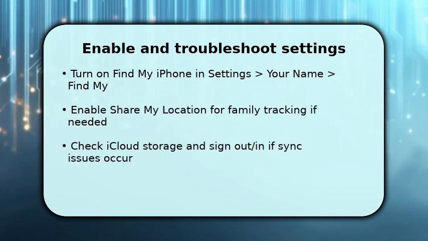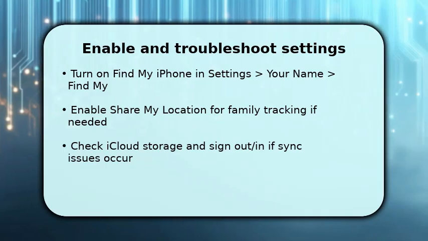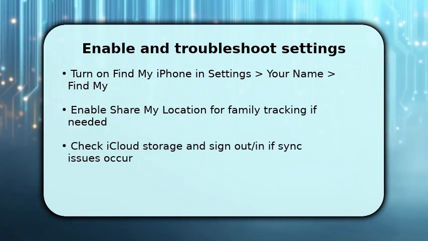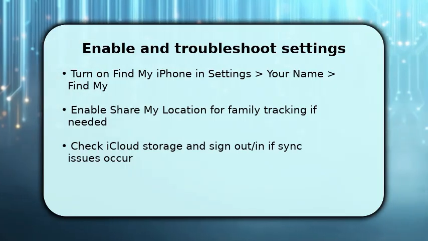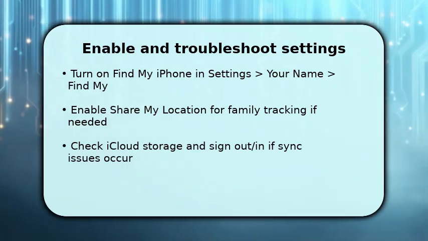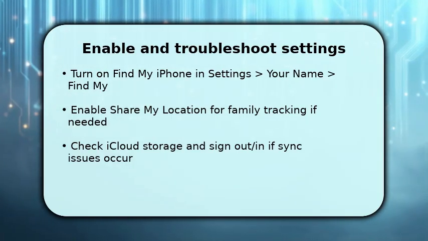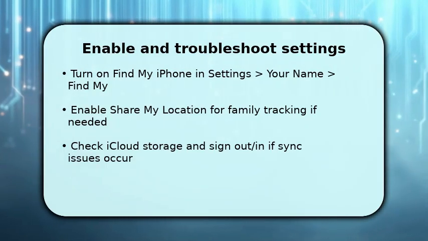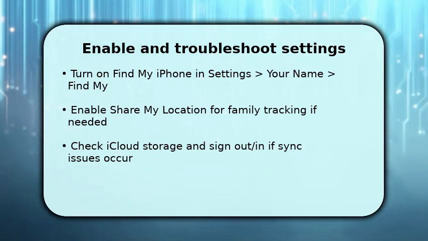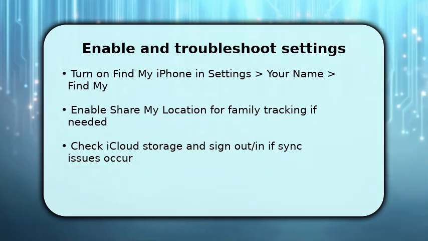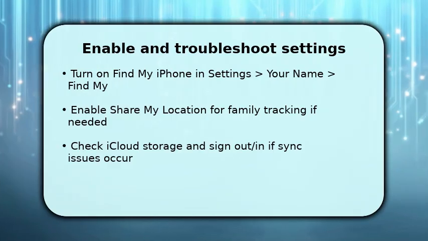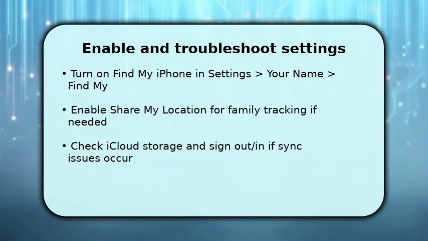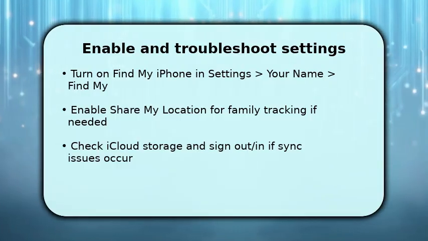Now open Settings, tap your name, then Find My, and toggle on Find My iPhone and Send Last Location so the device reports before power loss. If Family Sharing is used, enable Share My Location. This lets others see the device. When locations don't appear, check iCloud storage and sync. Sign out of iCloud and sign back in to refresh tokens. If prompted, enter your Apple ID password to reauthorize. These steps fix most account and sync barriers that block Find My.